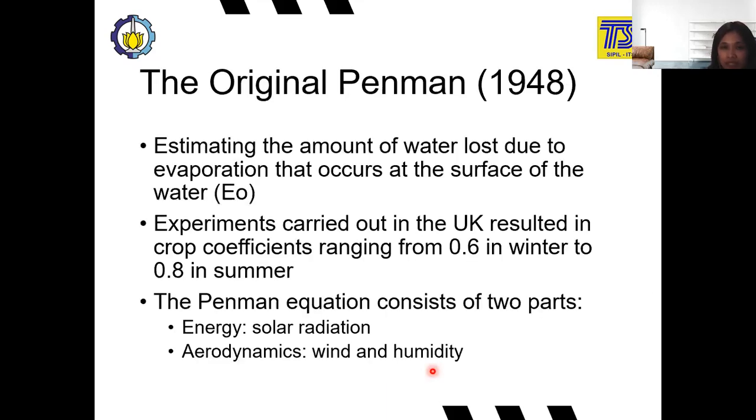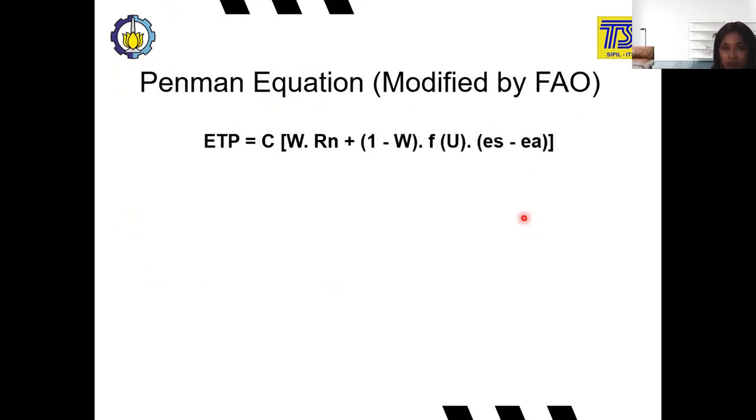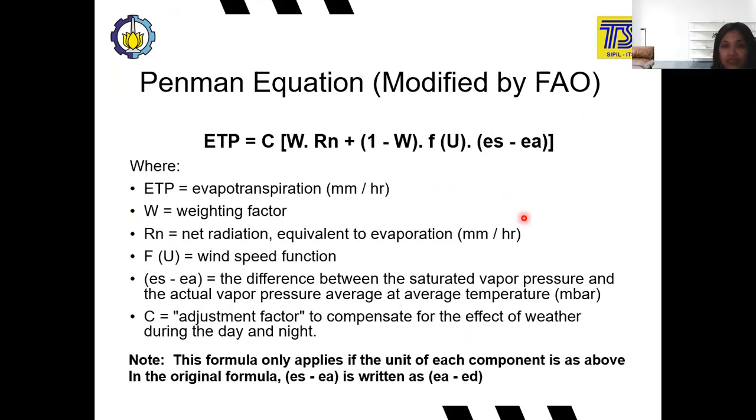Because the experiment was carried out in the UK, this Penman equation has to be modified so it can be used widely in worldwide areas. That's why there is this Penman equation modified by FAO. So here is the equation that we will use as the Penman equation. Using this Penman equation, we can calculate the evapotranspiration.